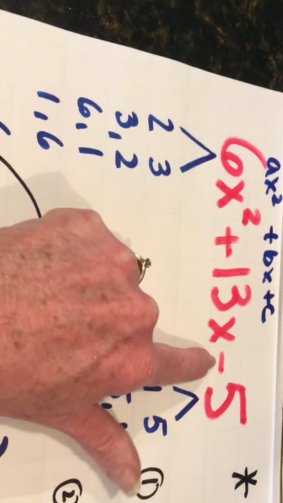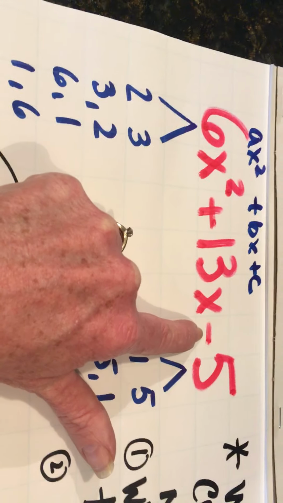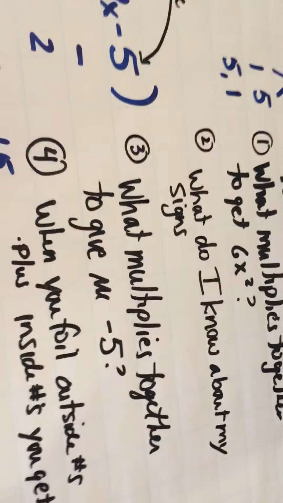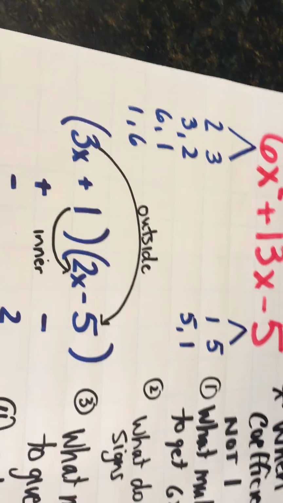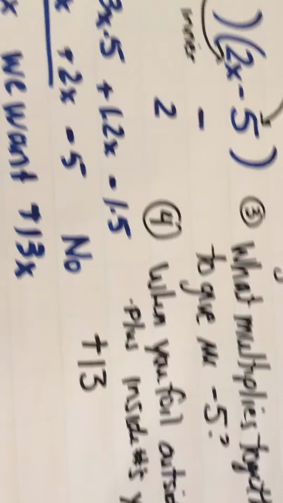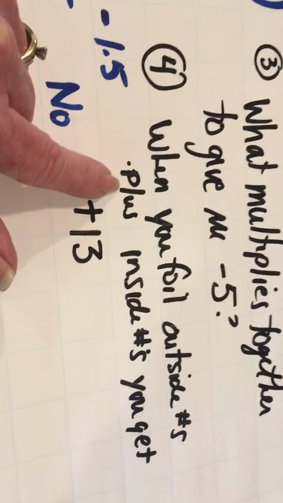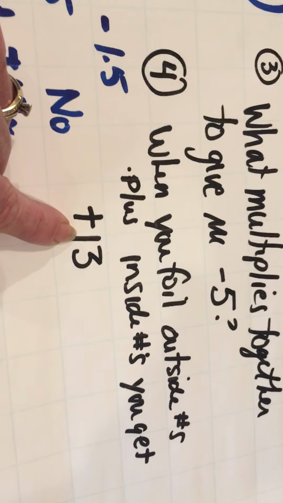And what do you know about your signs? Okay, if this sign is a negative, that tells me my signs are opposites. We don't know which is the plus and which one's the minus, but we do know our signs are opposites. Third thing, what multiplies together to get me negative 5? And we listed those things out here also. And the big thing here is step 4. When you FOIL the outside and the inside, you must get positive 13.